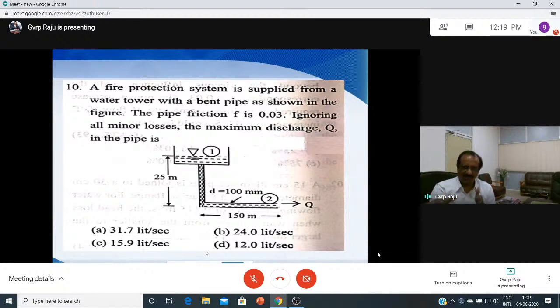And because we are almost coming to the end, we have two more classes: one class for Reynolds number and one class for boundary layer, and we'll complete this chapter today itself. And there are important, interesting questions here.